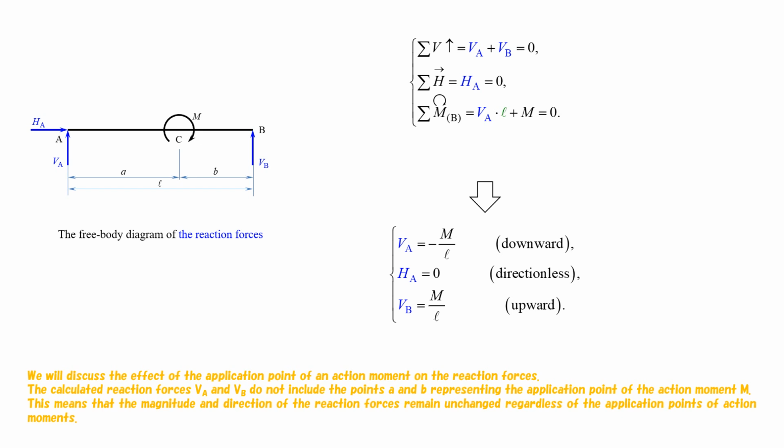We will discuss the effect of the application point of an action moment on the reaction forces. The calculated reaction forces, VA and VB, do not include the points A and B, representing the application point of the action moment M. This means that the magnitude and direction of the reaction forces remain unchanged, regardless of the application points of action moments.